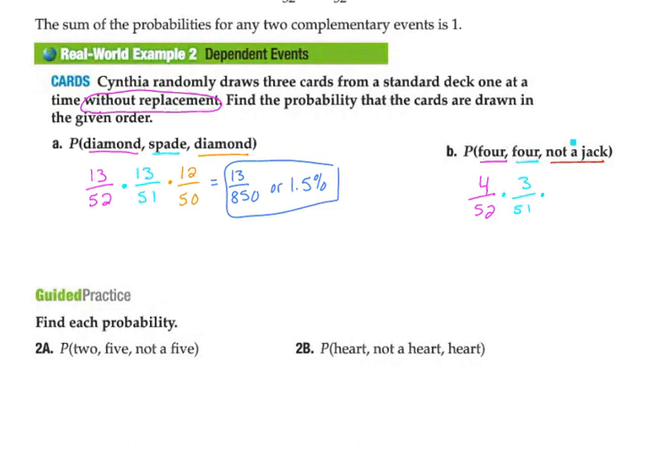Okay, out of the 50 that we have left, 4 of those are jacks. So that means we have 46 out of those 50 that will actually work. Again, here are our 4s. We got rid of a 4, got rid of 2 cards, and 46 of those are not jacks.